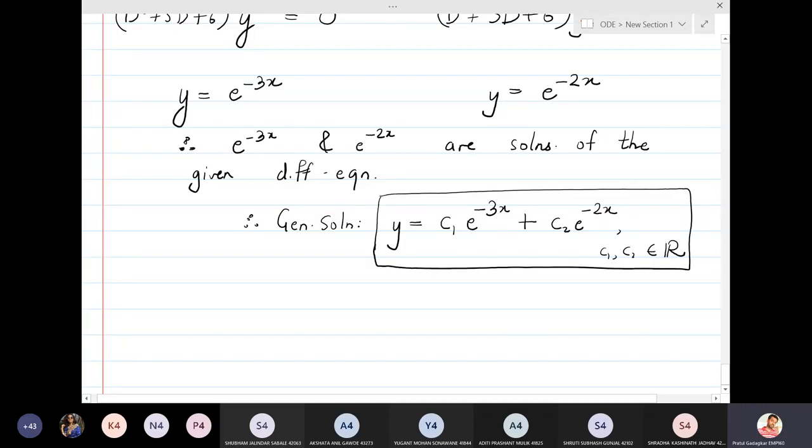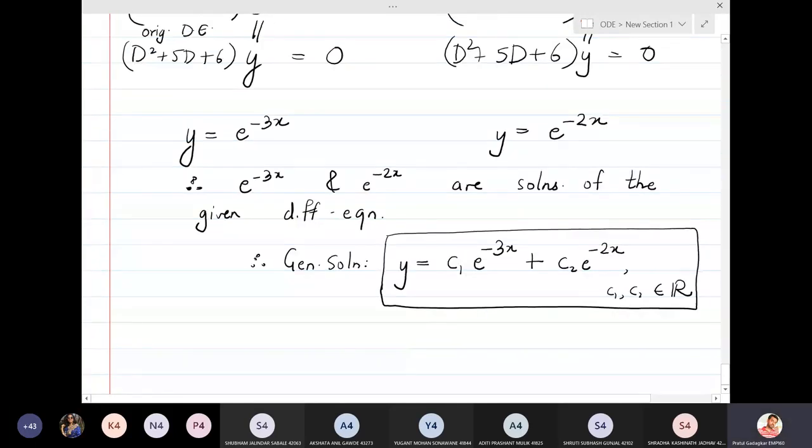What was the differential equation? d square y by dx square plus 5 dy by dx plus 6y equal to 0. So this is the way that we obtain the general solution of the differential equation.